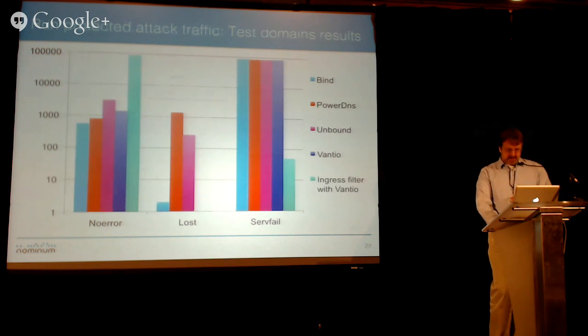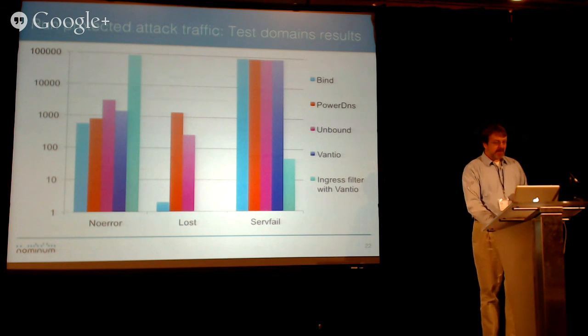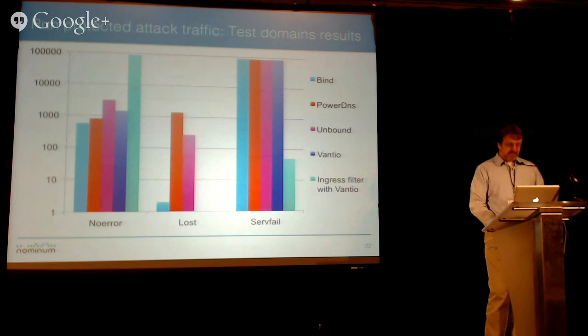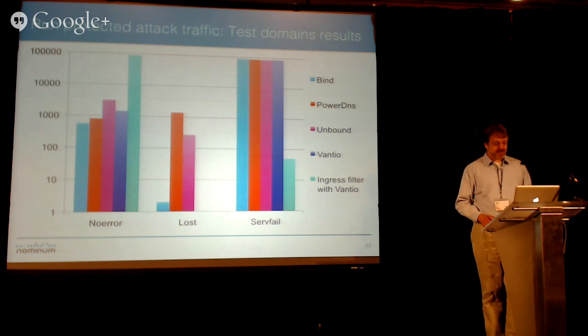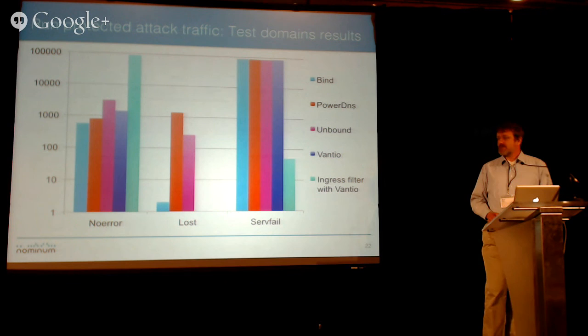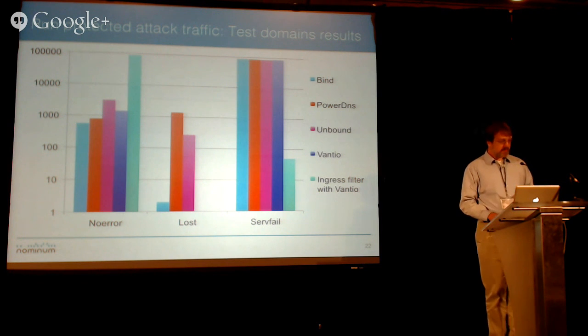Okay, and now look at the other results. So now we run the attack traffic and tested the attack domain's result. And you see there, it's the total opposite. Most of the traffic for the attack domain gets answered with serve failure. It was between, I think, 96 and 99% of the traffic.